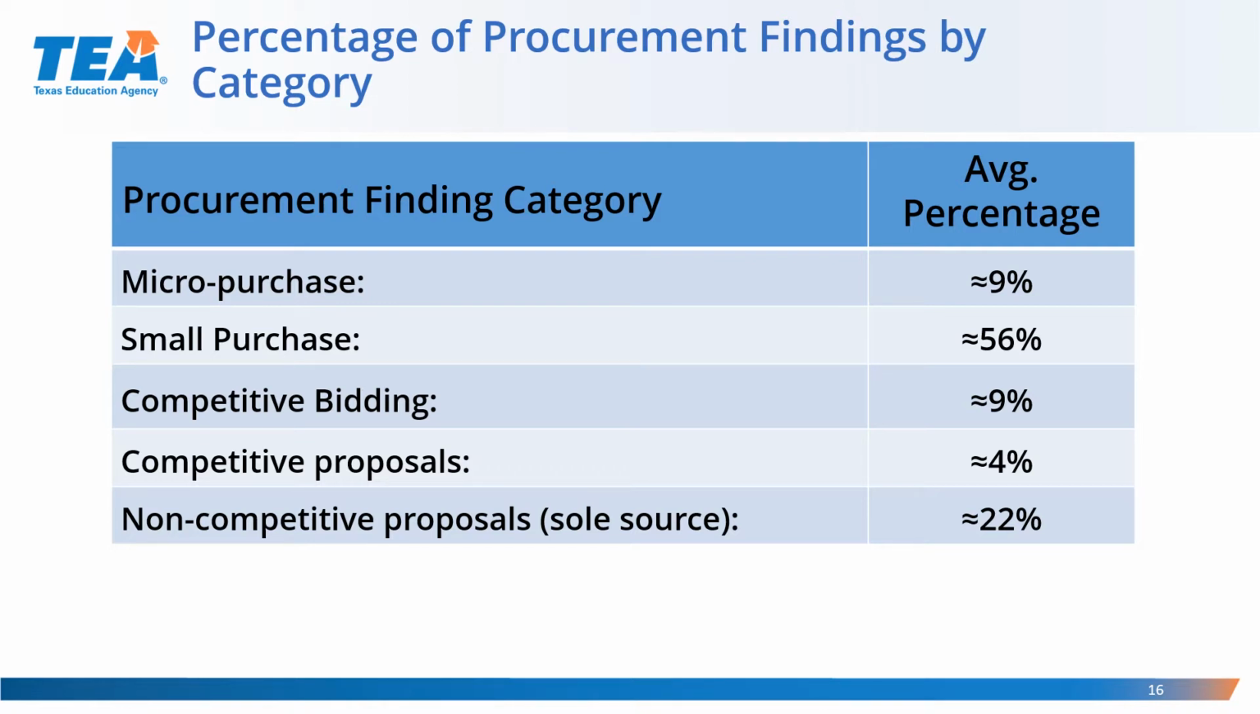Here's where we take a deeper dive into the micro purchase, small purchase, competitive, and non-competitive proposals. In first place, we have small purchase, accounting for about 56% of procurement-related findings.